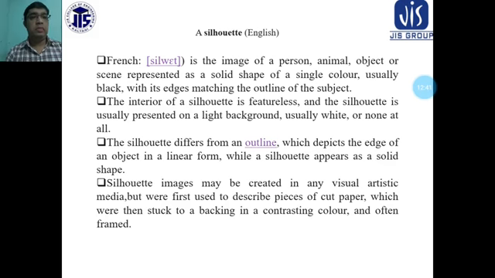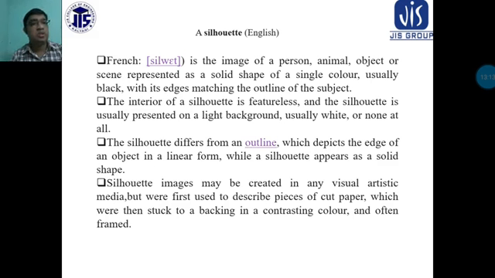The word silhouette in English comes from the French. A silhouette is the image of a person, animal, object, or scene represented as a solid shape of a single color. You have to consider it according to the single color.